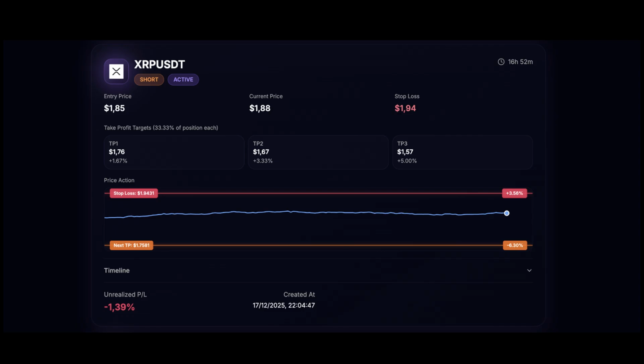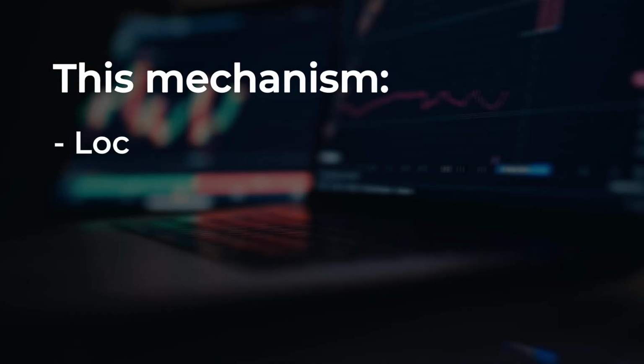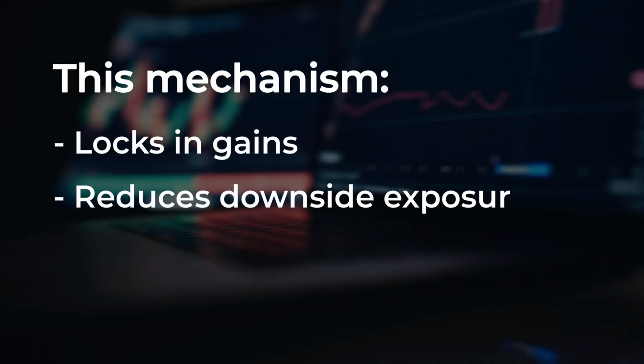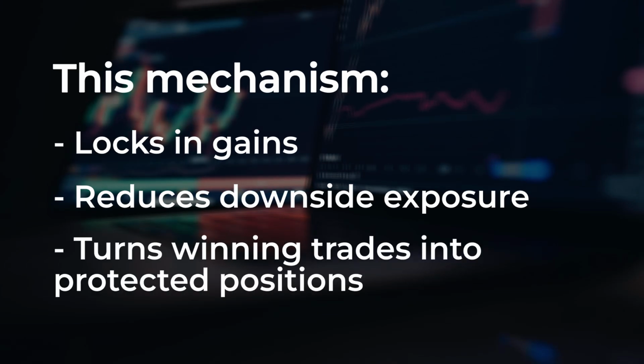As profits are realized, the stop loss becomes dynamic. When any take profit target is hit, the stop loss automatically moves to 5% below the take profit price. This mechanism locks in gains, reduces downside exposure, and turns winning trades into protected positions. Risk continuously decreases as the trade succeeds.